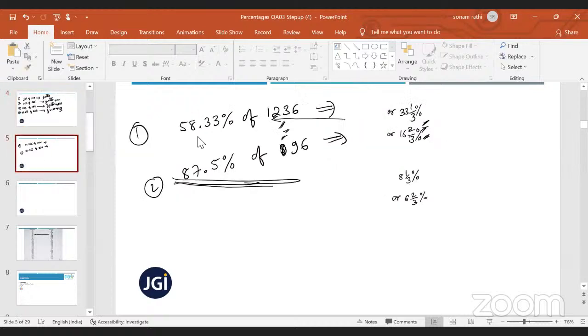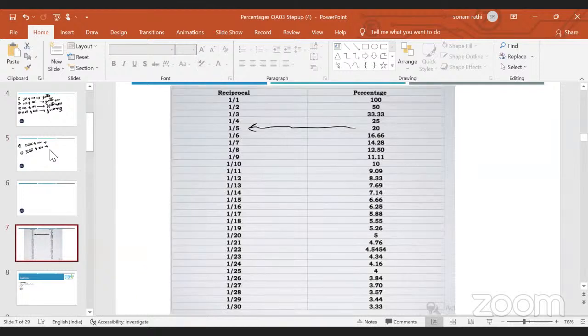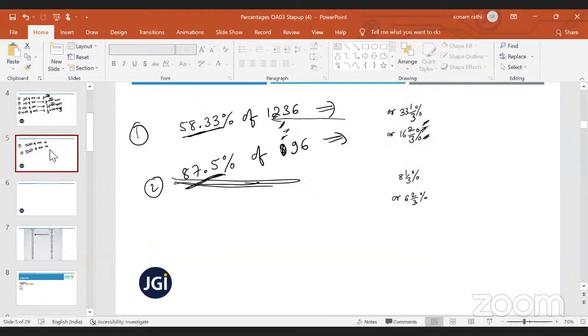So in this one, what is the problem? The problem is that we do not have these numbers in our list, right? Do we have these numbers in our list? Check. 58.33 is nowhere in our list, right? And 87.5 is also not there in our list. So how to solve this question?